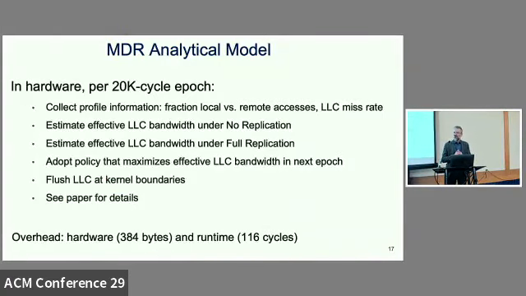This analytical model is an epoch-based model. We collect a number of statistics regarding local and remote accesses and LLC miss rate, and we try to estimate the impact of not replicating versus replicating on the effective LLC bandwidth, and then we go along the lines of what the model predicts. We also need to flush the LLC on kernel boundaries because within a kernel boundary, a data structure could be read-only, but across kernel boundaries, it could be read-write shared. I'm not going to go into the details of the model; I refer to the paper there.